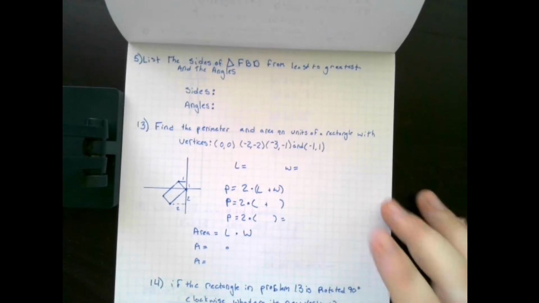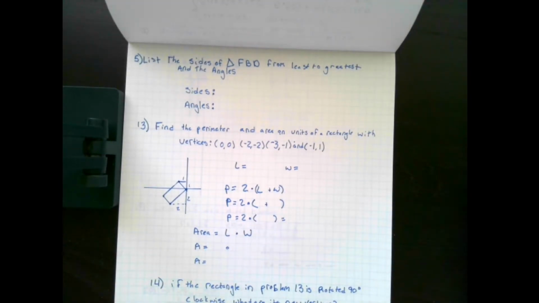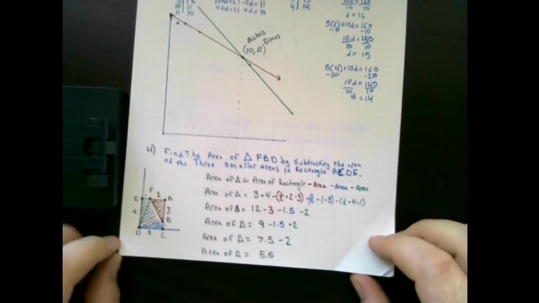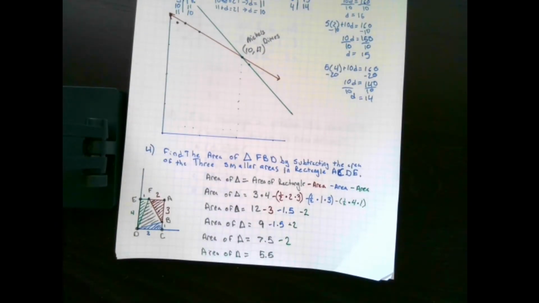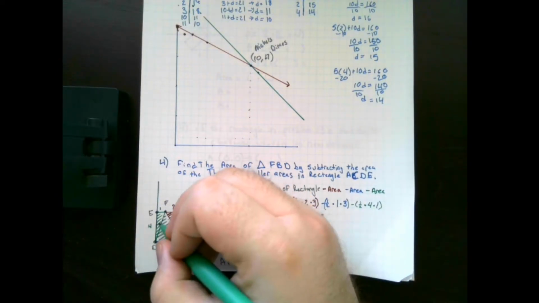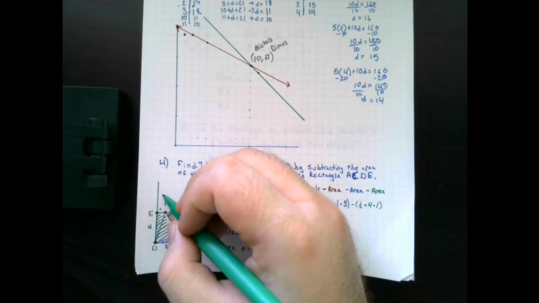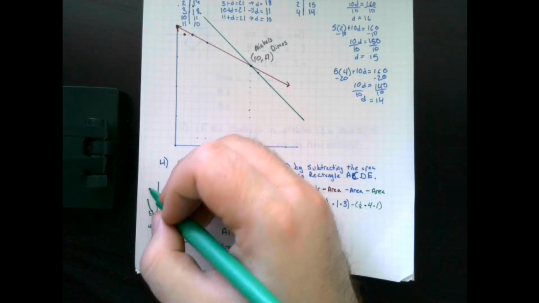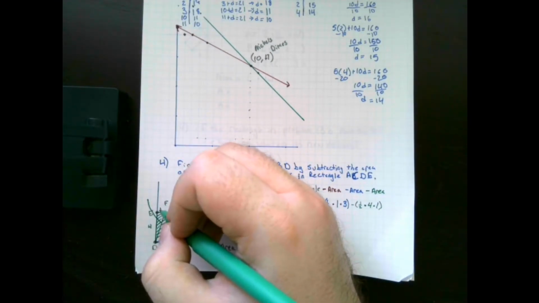Now, question 5 says list the sides of triangle FBD from least to greatest, and then the angles also from least to greatest. So FBD was this triangle we had down here. When we look at triangle FBD, we have this side here, which we can remember we're going to be able to use the Pythagorean theorem for. It's going to be the other 2 sides squared and added.